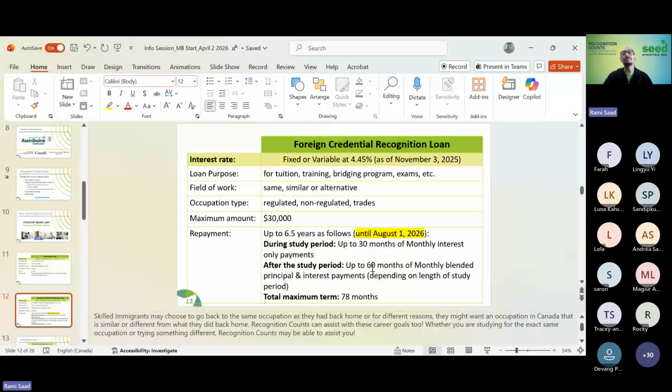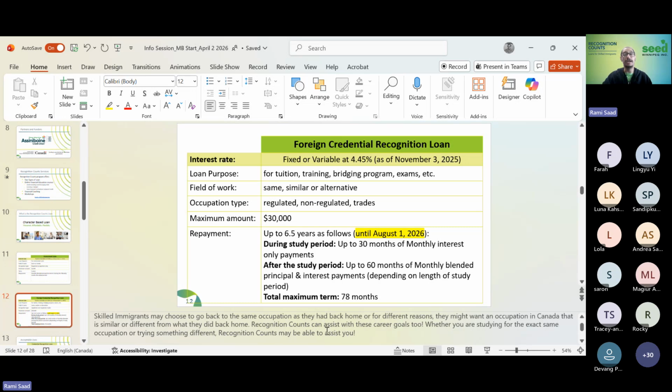But then you have up to 60 months afterwards, where you will be paying both interest and principal. The amount of money you will be paying will be a little bit more. It's understood, assuming that after the 2 years and a half, you'll already be working by then and making more money for the job that you were supposed to do, not a survival job anymore.